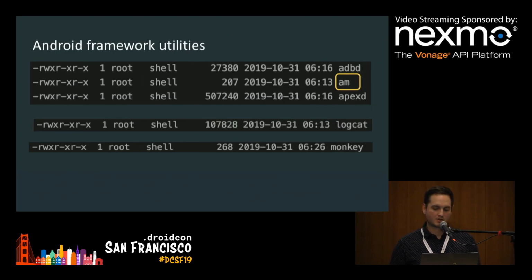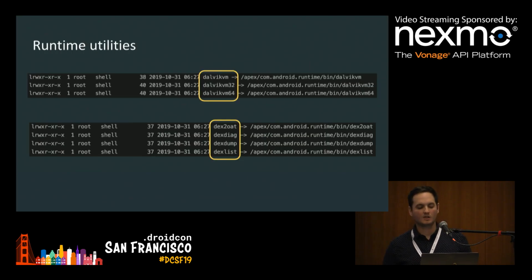When we have access to shell, we can also interact with framework utilities like Activity Manager, just like I've shown you several slides before, when we were starting an activity using Activity Manager. We can also interact with Logcat and, for example, redirect its output to some file and then get that file from the device to our development machine and email it to someone, for example.